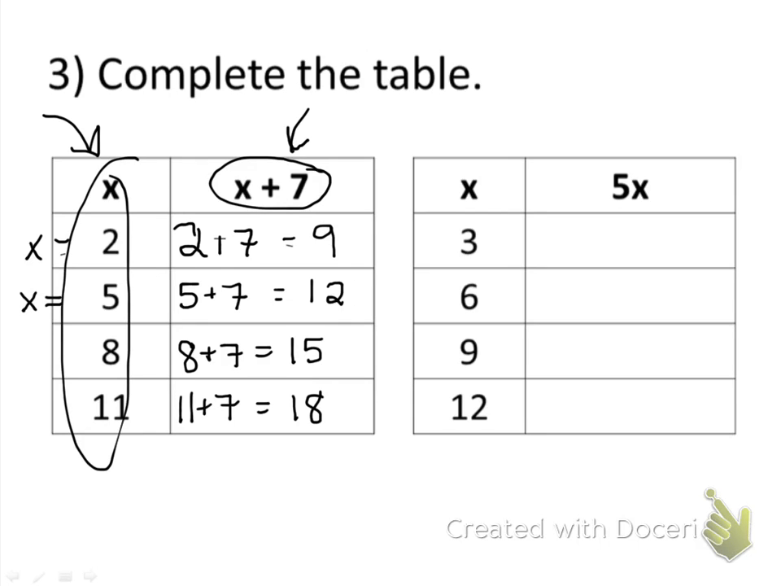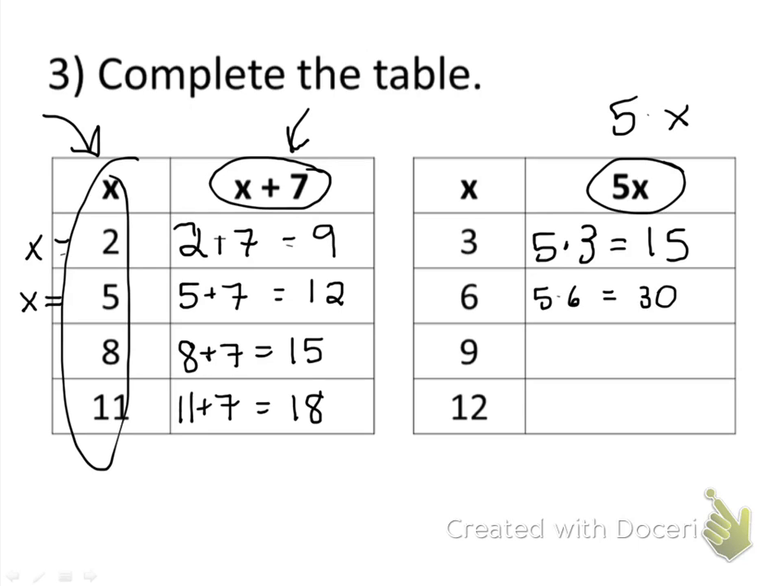Okay, over here we have x: 3, 6, 9, and 12, and over here we have 5x. Now remember, this means 5 times x. So if x was 3, we'd have 5 times 3, which is equal to 15. Now let's say x was 6. We'd have 5 times 6, which is equal to 30. The next one, if x was 9, we'd have 5 times 9, which is 45. The last one, 5 times 12, is equal to 60.